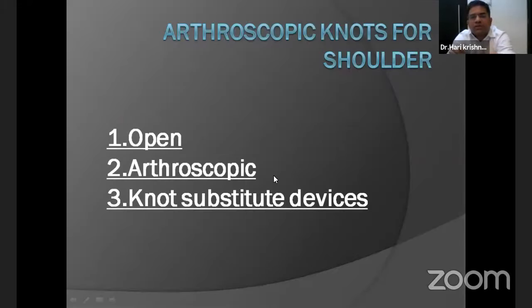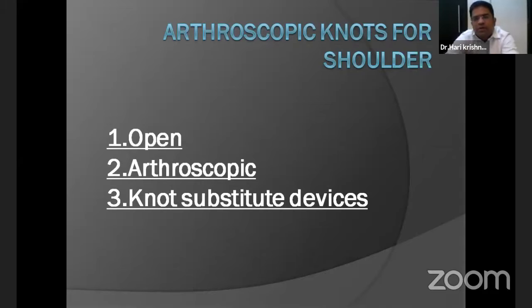So coming to the last topic, arthroscopic knots, because this is a very important topic for the shoulder arthroscopic surgeon, because it's not easy to take the sutures from outside the body, go inside, and tie the soft tissues. Open is very easy, arthroscopic is a little bit difficult, and knot substitute devices are already there, like knotless anchors.